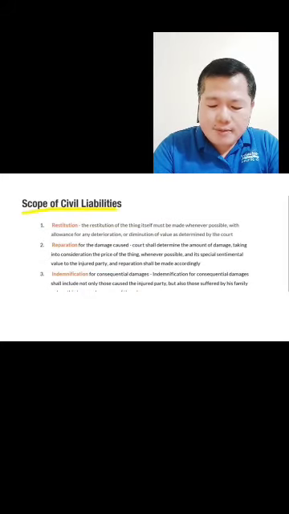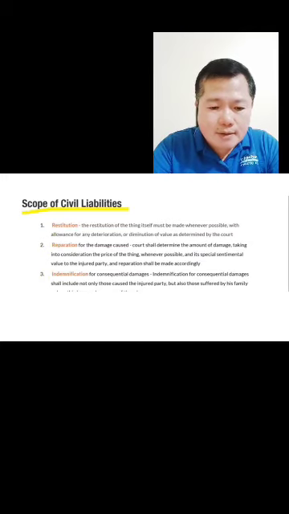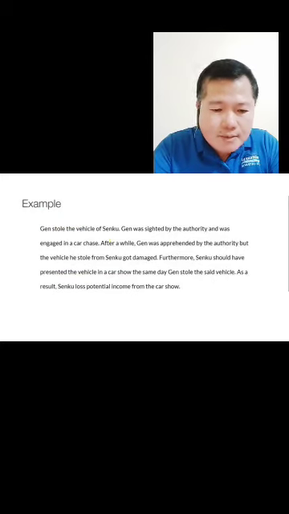The fourth part of the lesson is the scope of civil liabilities. Okay? So nandyan, 1, 2, and 3: restitution, reparation, and indemnification. So, yung mga meaning, kinuha natin yan sa civil code. Pero para mas maintindihan natin, punta muna tayo sa example.